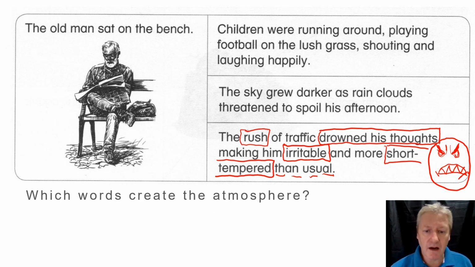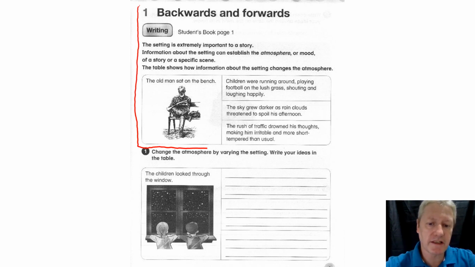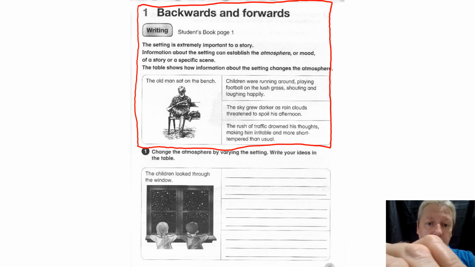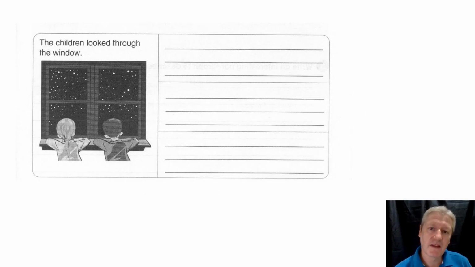So, we've just looked at this exercise here, which is just the examples. This is on page 1 of your workbooks. Okay, we've looked at that, but what we're going to look at now is the next exercise. This is going to be your first task. It's only three sentences long though. We have a sentence. The children looked through the window.